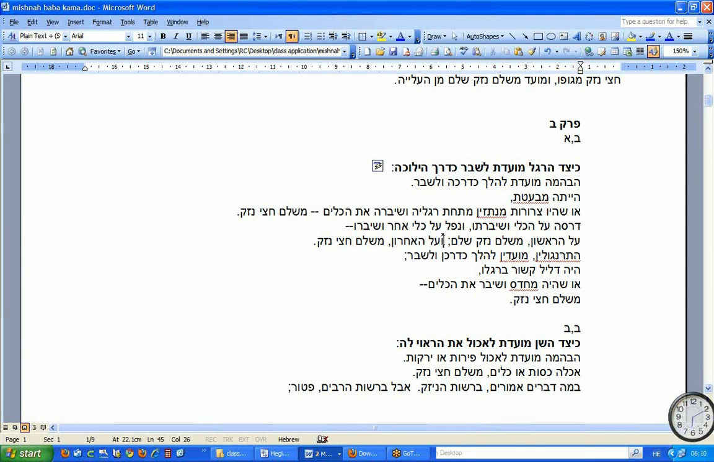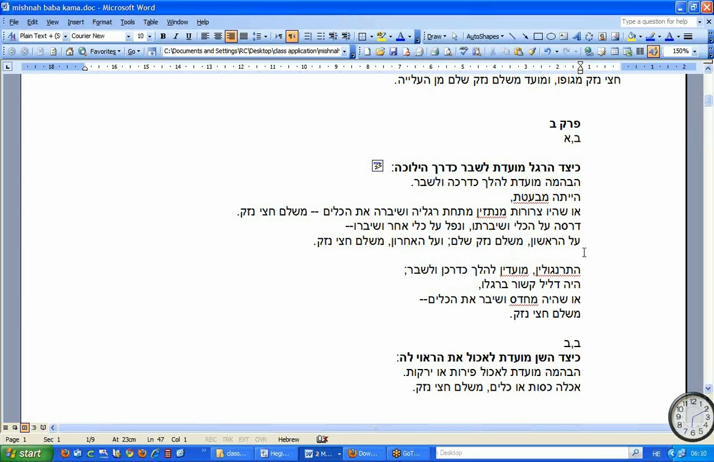Right. Okay. Here's another one. The tarnegol. Let's look at the tarnegol. The tarnegol muad lahalach k'darko l'shabir. Okay, that chicken, of course, is muad to walk in a normal way and to break things. So you have to watch out. But look at this one. Haya Dalil is a Dalil, kosher baragla. He's got a bucket or a pitcher that's tied to his foot.